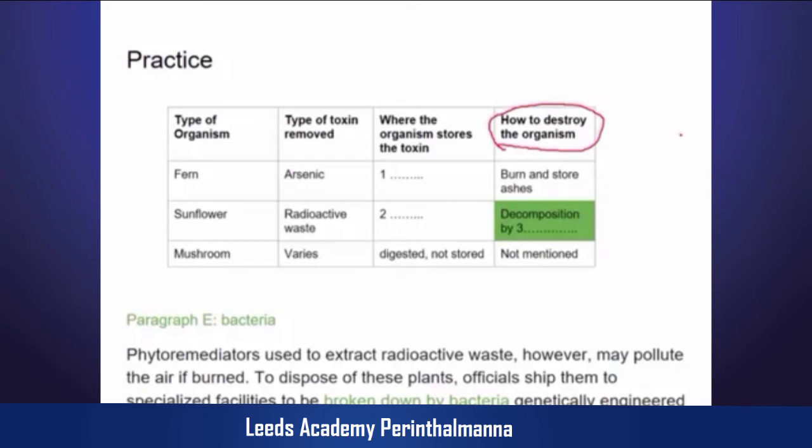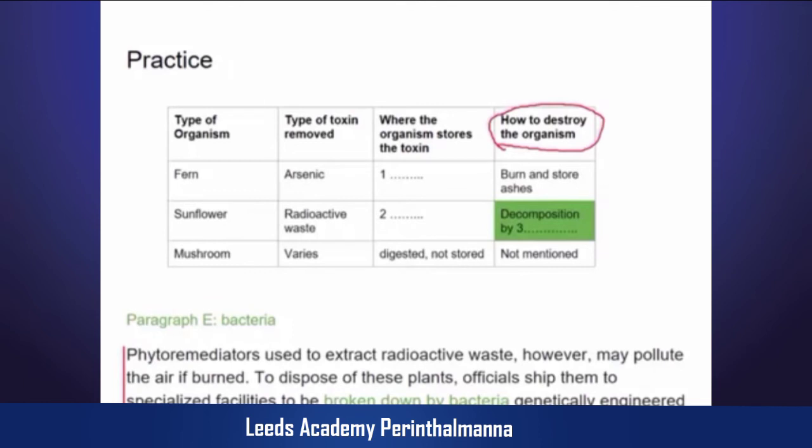For ferns, the article says that they are burned and you store the ashes somewhere. Okay, so that's the strategy for removing ferns that contain these toxins. Now, for sunflowers, it was different. We have the phrase started for us, decomposition by what? Okay, so decomposition, we can guess, is going to be a keyword, a paraphrase of something we find in the article. And sure enough, that idea is down in paragraph E, where it discusses this topic in a little bit of depth. It says, let's just read the whole thing.